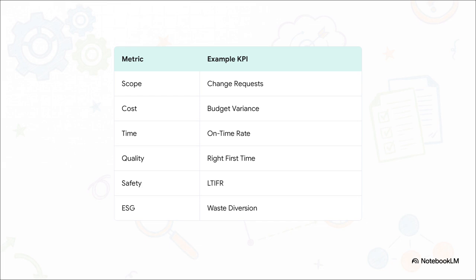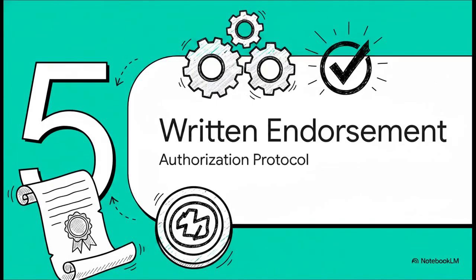For example, a really poor KPI would be build a green building, but a SMART KPI? That sounds like achieve 90% waste diversion from landfills by Q4. You see the difference there? Much more precise. And finally, Section 5, securing written endorsement, the protocol for authorization.